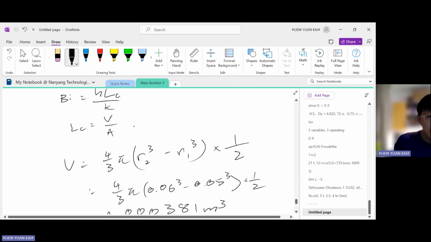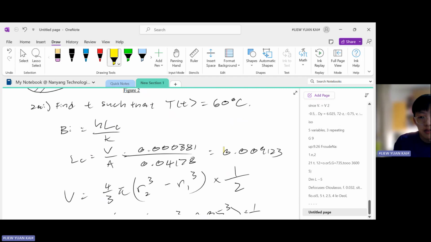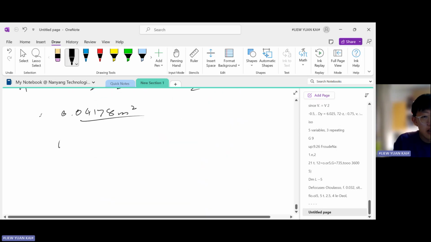Now we have the volume, we have the area, we are ready to calculate the characteristic length. The characteristic length, you just take the volume divided by the area, so 0.0000381 divided by the surface area, 0.04178. You substitute this characteristic length back into the Biot number formula, 10 times this answer divided by the conductivity, and you should get 0.0608.